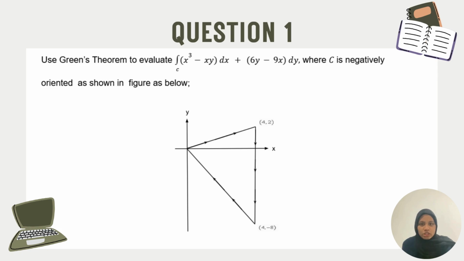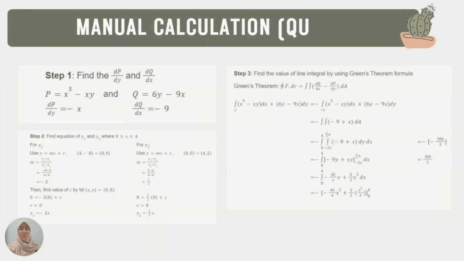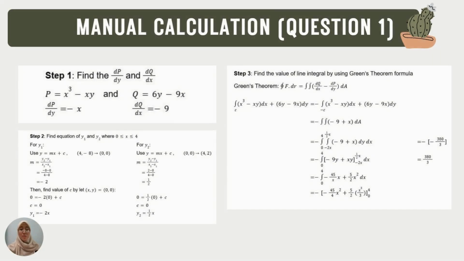In this question, we are asked to use Green's theorem to evaluate the equation where C is negatively oriented, as shown in the slide. Manual calculation for question 1. We need 3 steps to answer this question.